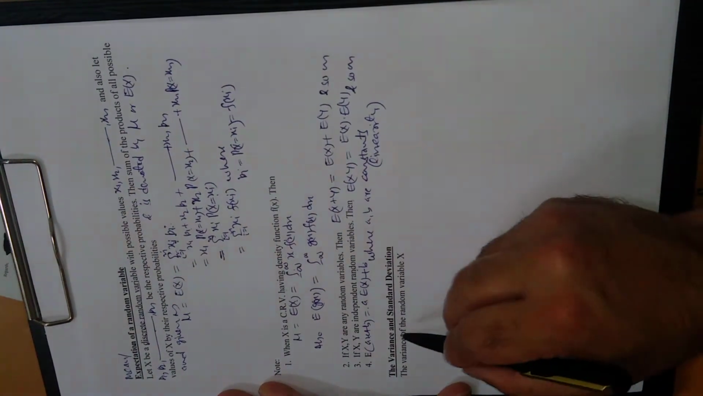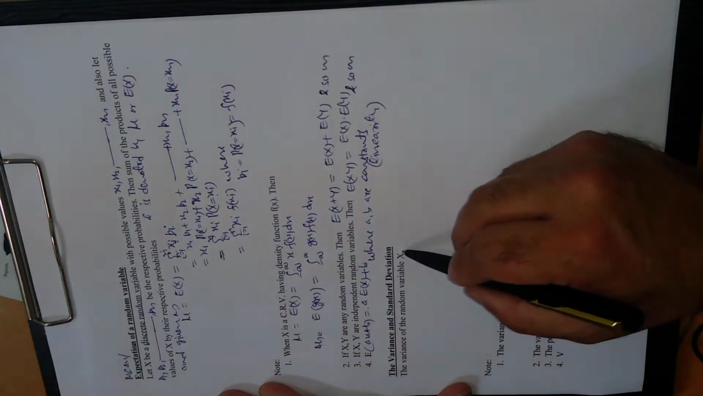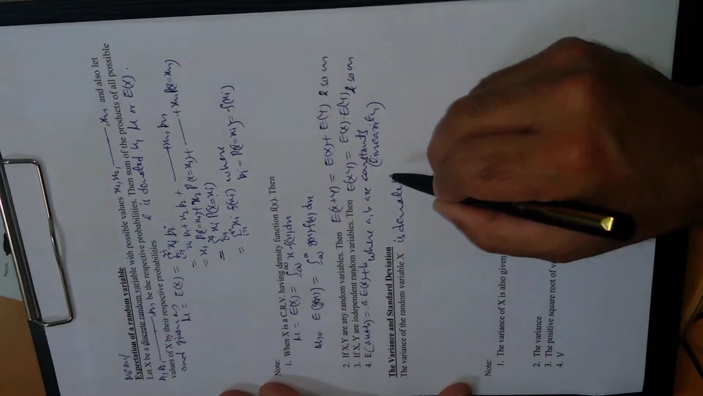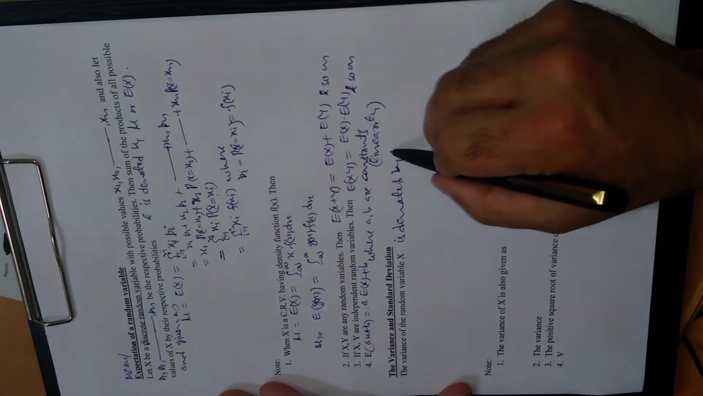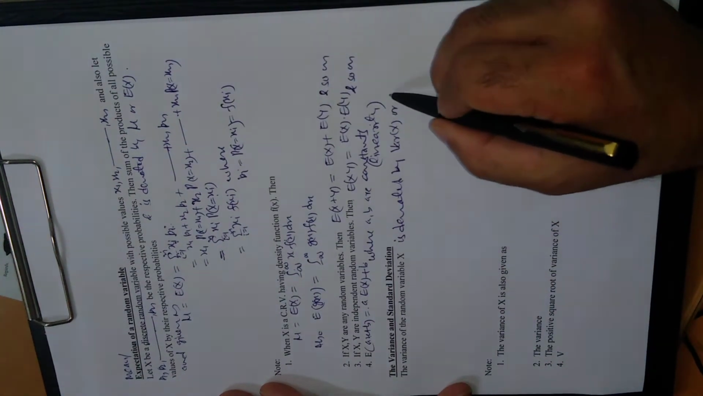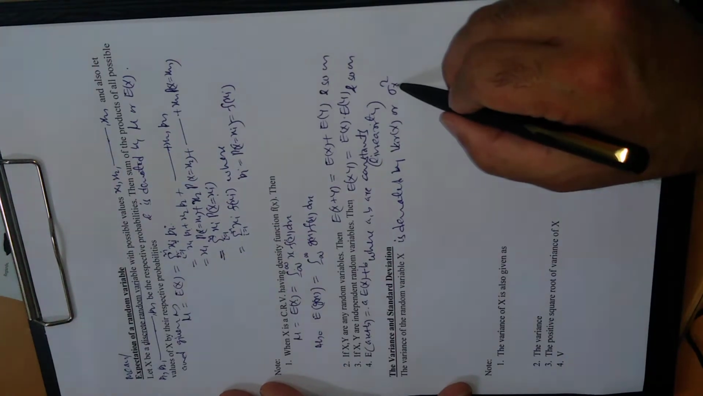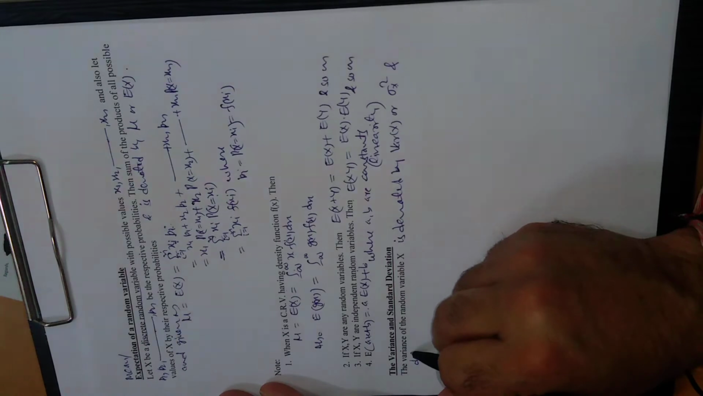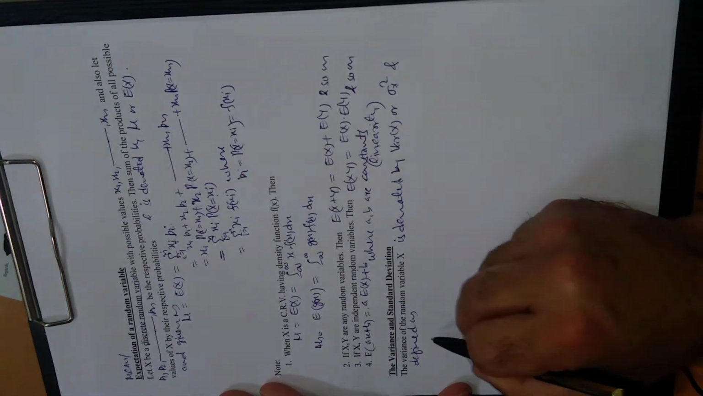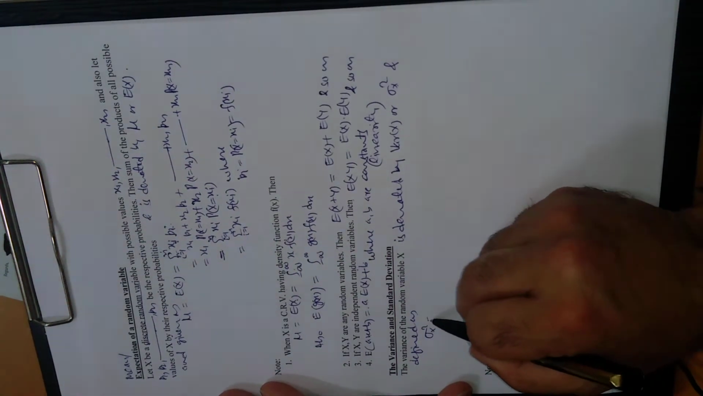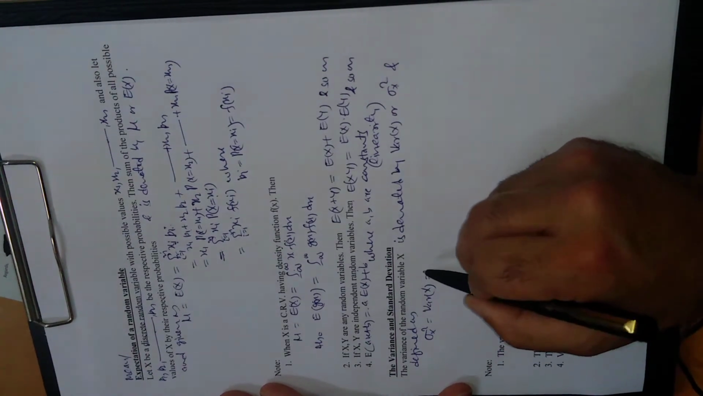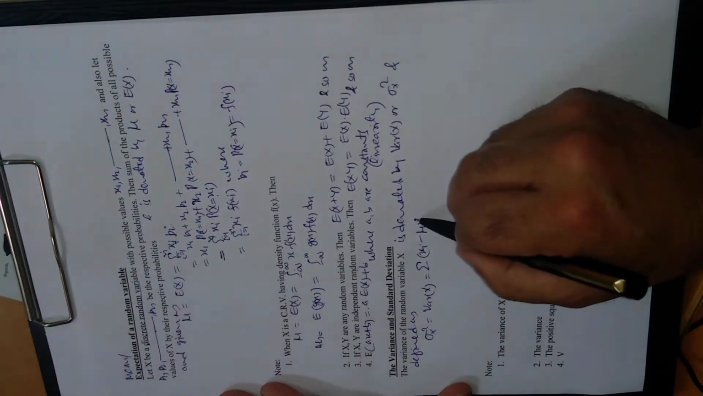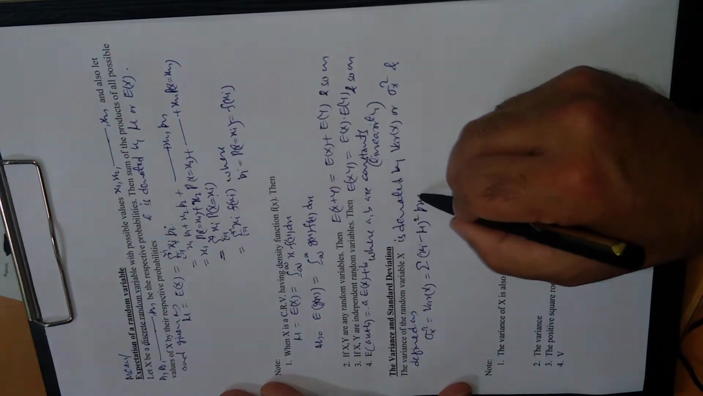Now variance and standard deviation. The variance of the random variable x is denoted by Var(x) or sigma x square. X means for random variable x, and it is defined as sigma x square, this is the variance of x, and this is summation of xi minus mu whole square into p of xi.